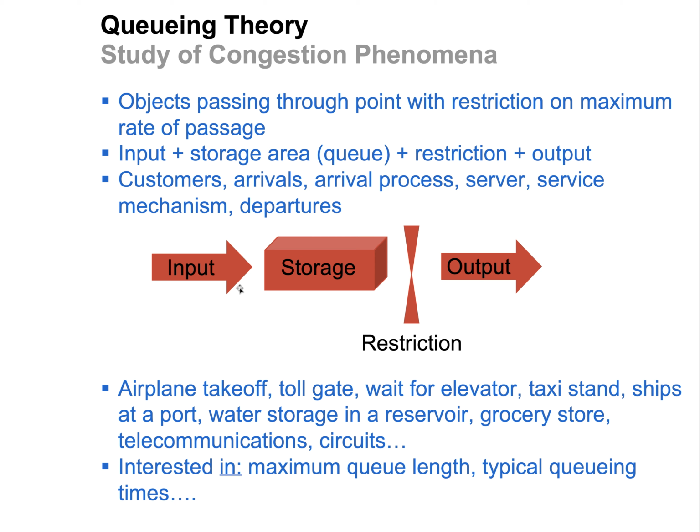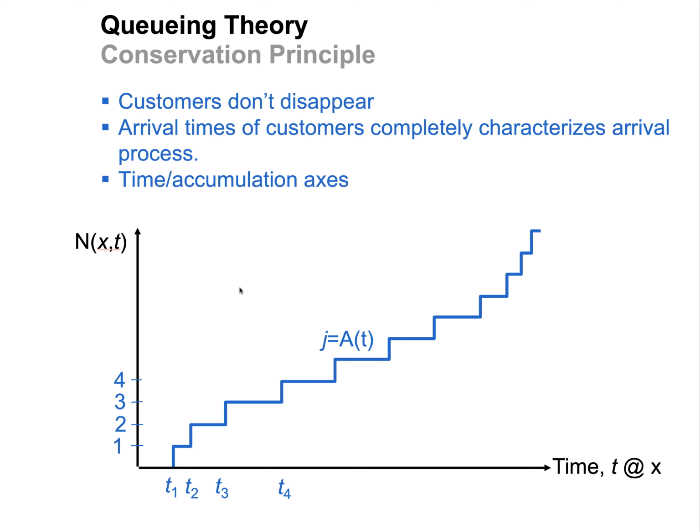We're interested usually in several different key parameters for planning and design purposes and for optimization. Some of those things include the maximum length of the queue, the typical time spent in the queue, and so we'll see how to calculate those key parameters. So here's a way of visualizing how queuing theory works.